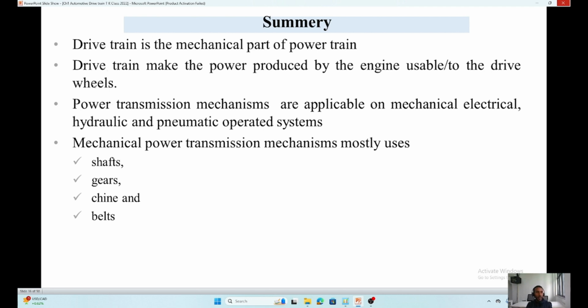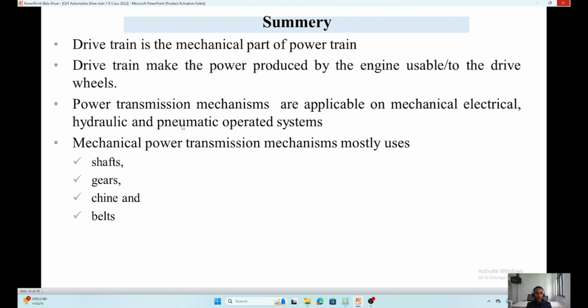If you remember, for example, somewhere with hydropower or solar energy, you can generate some electrical power, but maybe that power is used for some rural area or for some cities. So you need some power transmission mechanism which makes this generated power usable in different areas. And also, if you observe the power transmission mechanisms, they are really applicable to mechanical, electrical, hydraulic, and pneumatic operated systems. And we will try to correlate this part.